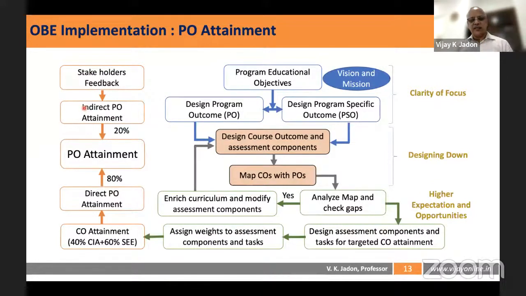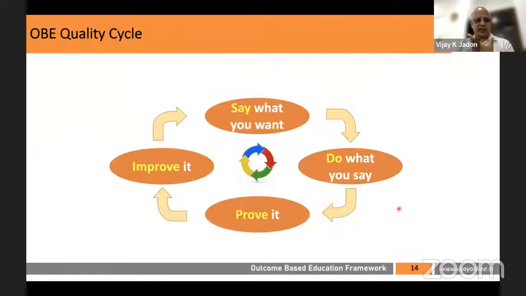It is a step-by-step process, but you can clearly see that there are 4 pillars: clarity of focus, designing down, teaching and learning, that is, high expectations and expanded opportunities. That is how we can implement. Again, this flow diagram can change a bit from implementer to implementer, because it is a philosophy.